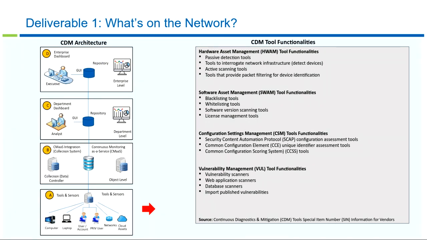Similarly, for software asset management: blacklisting, whitelisting, software version scanning, and license management tools. For configuration settings management, we have Security Content Automation Protocol, or SCAP, configuration and assessment tools, Common Configuration Enumeration, or CCE, unique identifier assessment tools, and Common Configuration Scoring System, or CCSS, tools for configuration management. For vulnerability management, we have vulnerability scanners, web application scanners, database scanners, and imported published vulnerabilities. Again, these tool functionalities are requirements built into the blanket purchase agreement, and any tool or product that's approved for use must have these capabilities.